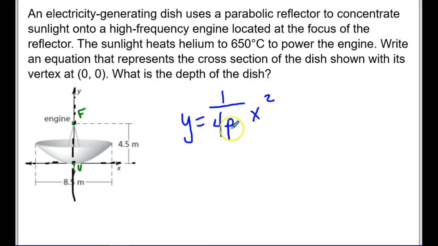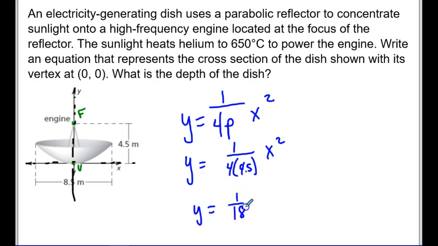So now I have to find my p value. Well, I'm told that this point was my focus, so I see the distance from my vertex to my focus was 4.5 meters. So I have y equals 1 over 4 times 4.5, x squared. Well, this can be simplified, so y equals 1 over 18 x squared. So this is the equation that models this parabolic dish.